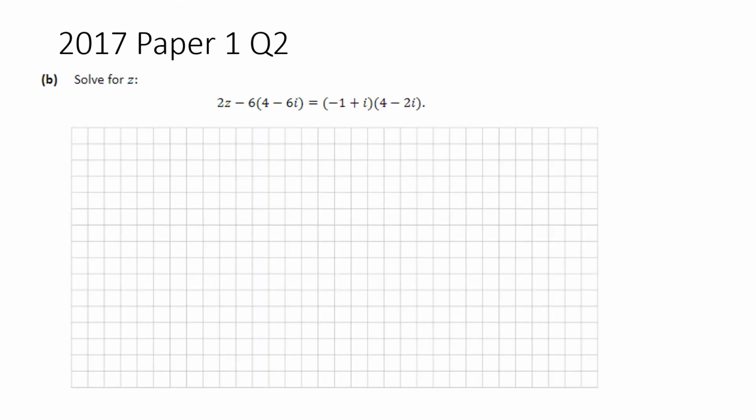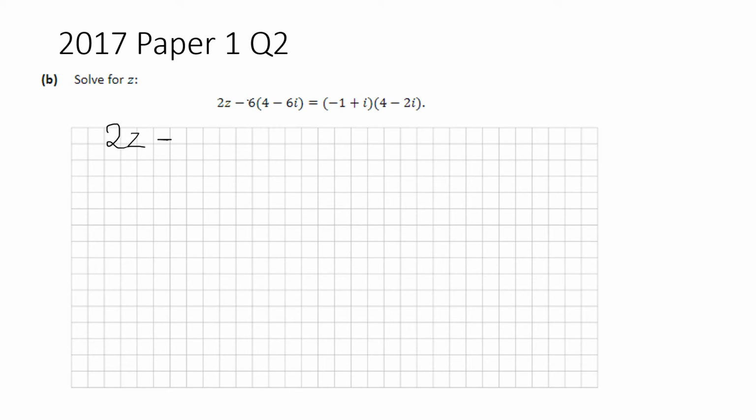For part B, this is 5 marks. So what they're asking to do here is to solve for z. By solving for z here, you just try and simplify it as much as you can so far. So you've got some brackets here, so you have to work away with that. So 2z is your starting point. You can see there's nothing beside the 2z, that's why I'm keeping it as it is.